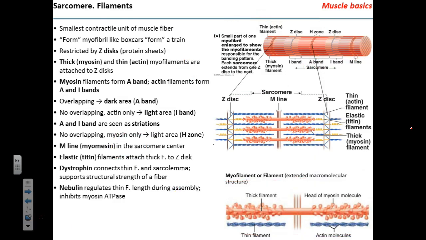Now, let's talk about the sarcomere in the time we have left. Try to carve out all the time that we can.